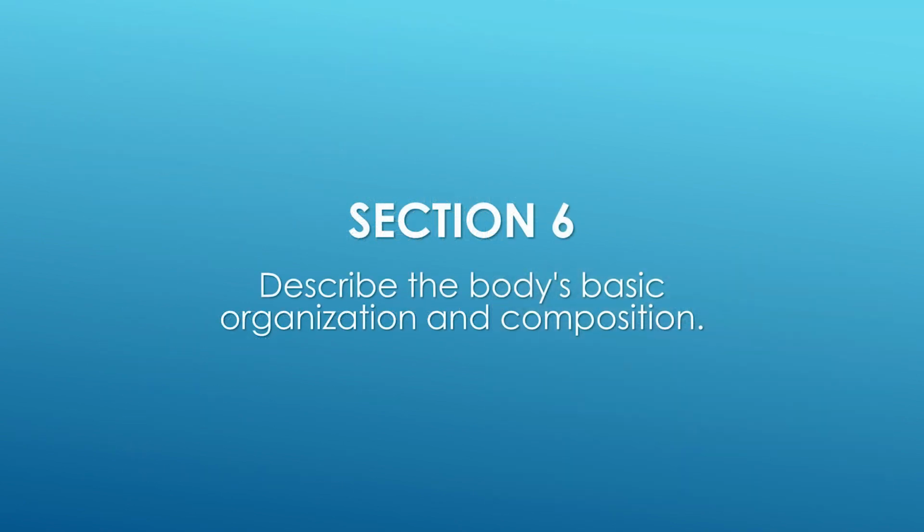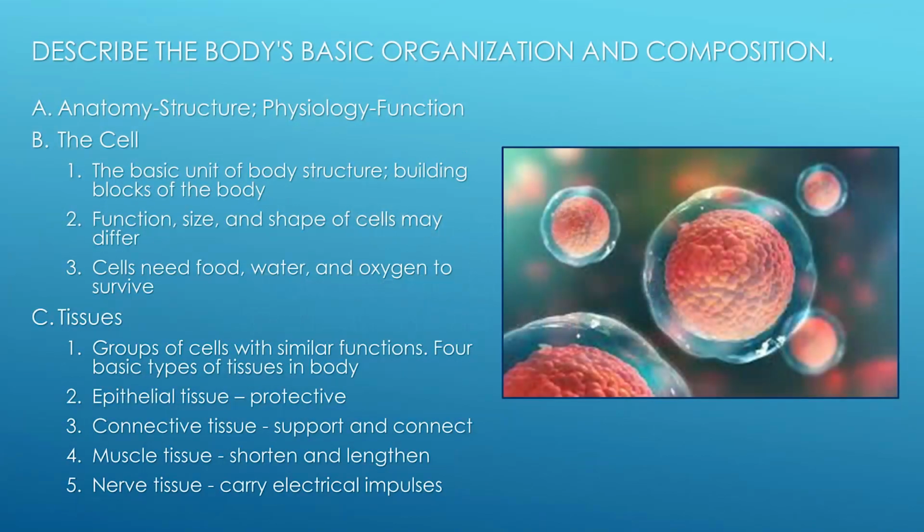Section 6. The body's basic organization and composition. A. Anatomy, structure; physiology, function. B. The cell, the basic unit of body structure, the building blocks of the body. Their function, size, and shape may differ. Cells need food, water, and oxygen to survive.